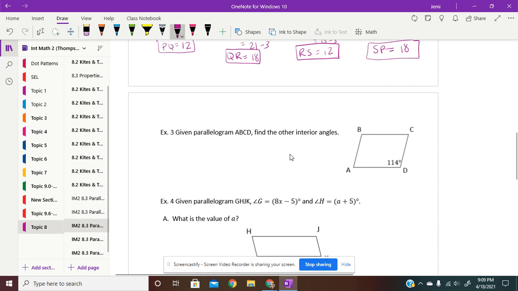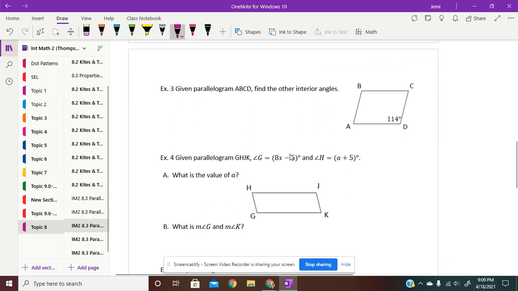Given parallelogram ABCD, find the other interior angles. I'm going to encourage you to go ahead and pause this video and give this problem a try before I give you the solution. So just pause this and see what you can find.